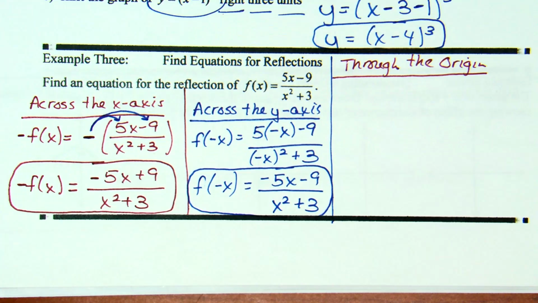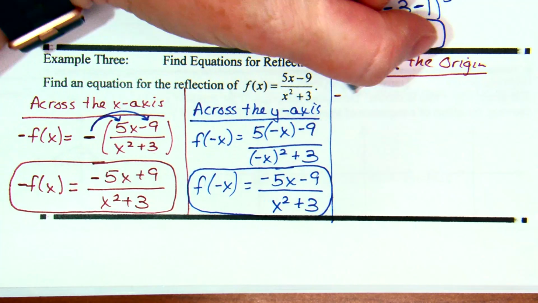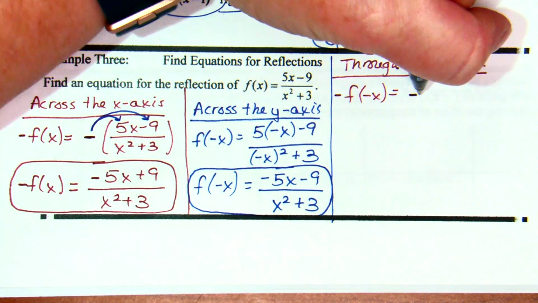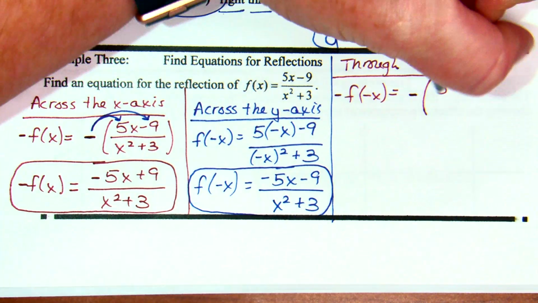Okay, last one. Through the origin. What does through the origin say? Negative f of negative x. My brain says it combines these. So the negative out front says I'm going to multiply my entire fraction by a negative. The negative in the x says, like what I did last time, every place I see x, make negative x. So 5 times negative x minus 9 over negative x to the second plus 3.